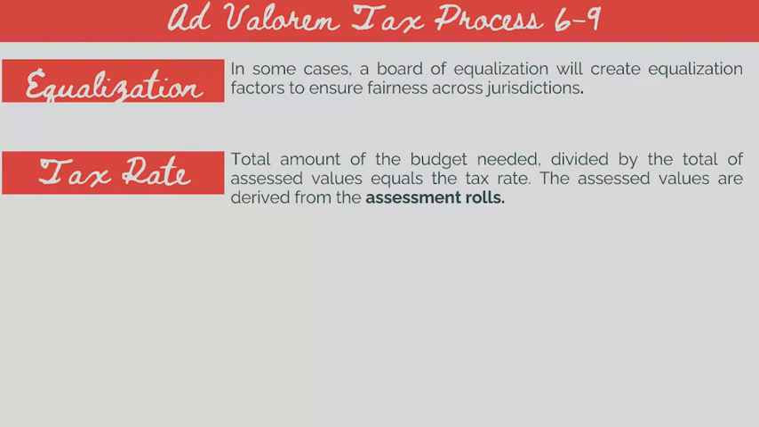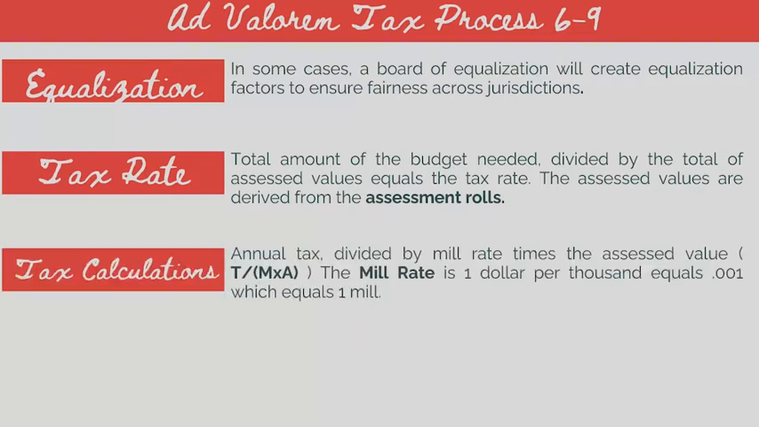Tax rate is the total amount of the budget needed divided by the total assessed values equals the tax rate. The assessed values are derived from the assessment rolls. Tax calculations. Annual tax divided by mill rate times the assessed value, T divided by M times A. The mill rate is $1 per thousand, which equals 0.001, which equals 1 mil.